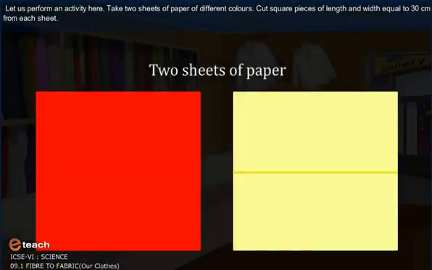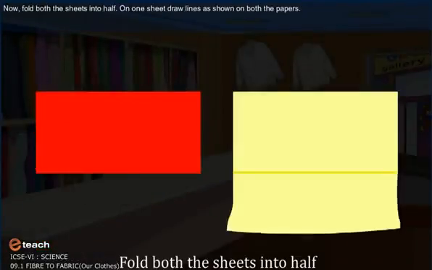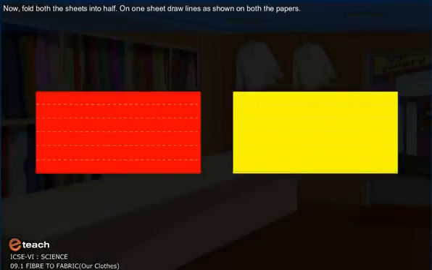Let us perform an activity here. Take two sheets of paper of different colors. Cut square pieces of length and width equal to 30 centimeters from each sheet. Now, fold both the sheets into half. On one sheet, draw lines as shown on both the papers.